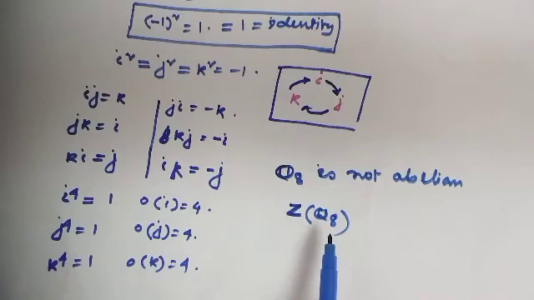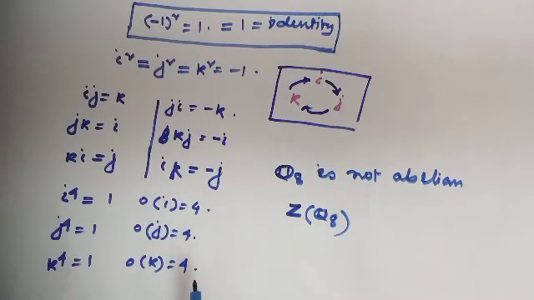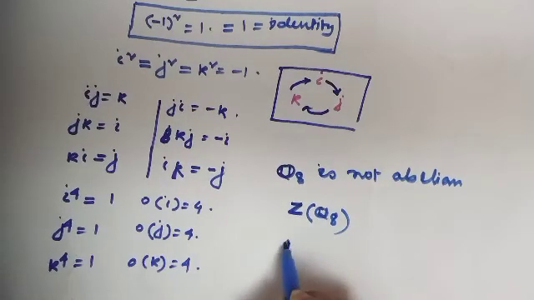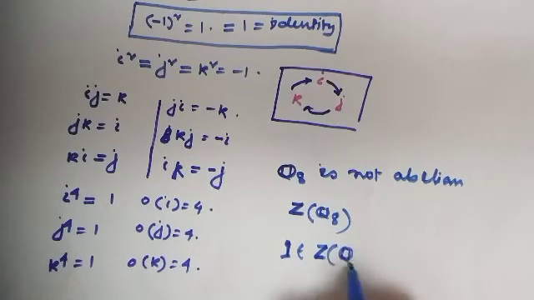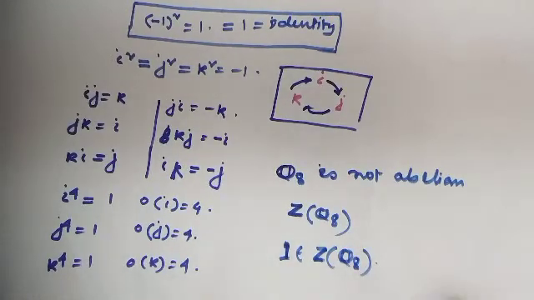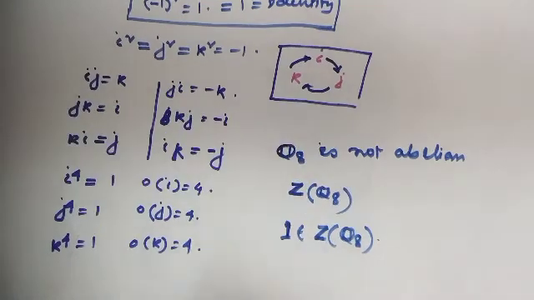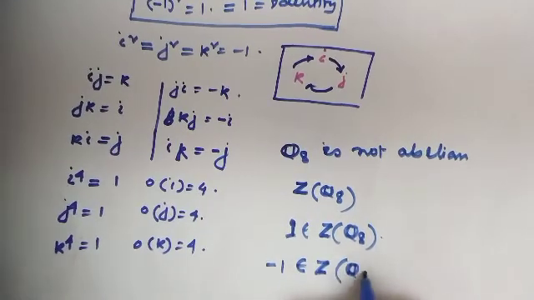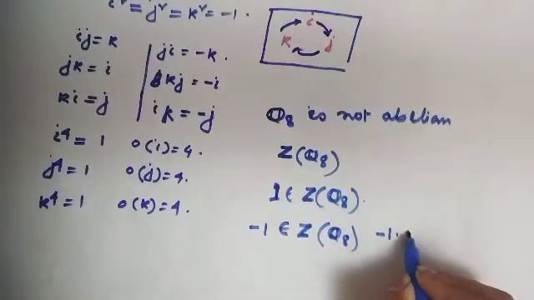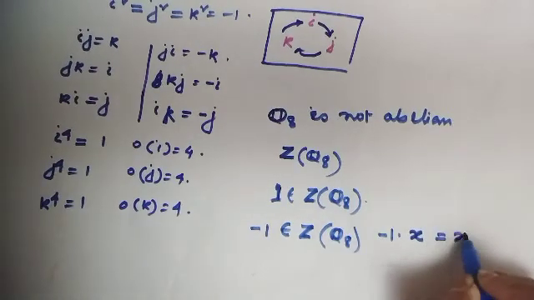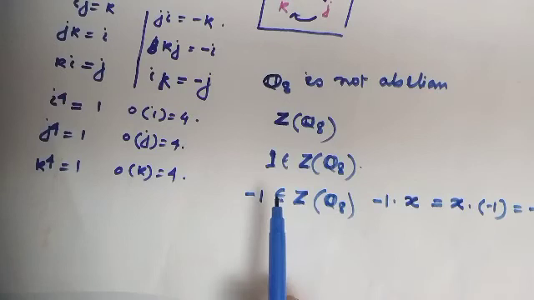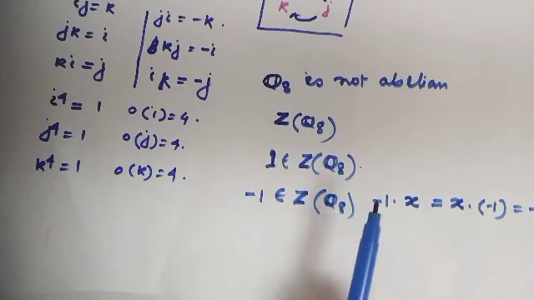Okay. Now my question, what is the center of the group Q8? I have considered this group because this group is not abelian. 1 belongs to Z(Q8), because all of us know 1 always commutes with every other element of the group. So 1 will always be a member of Z(Q8). Similarly, -1 is a member of Z(Q8) because -1 times x, where x is any member of the group Q8, equals x times -1, which is equal to -x. So 1 and -1 both are members of Z(Q8).